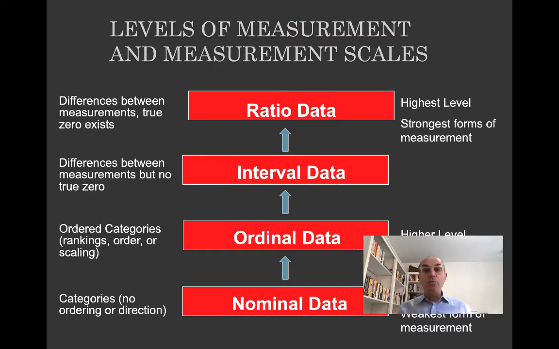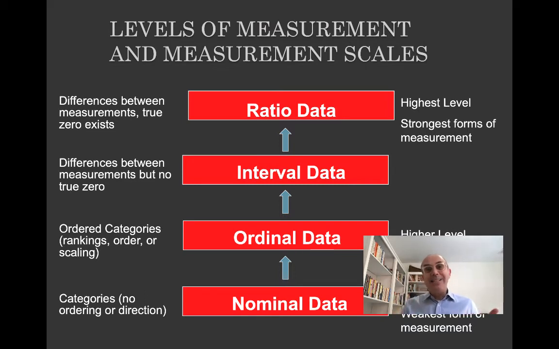Level of measurements and the scale, as we see, we have the data itself. We have nominal data, which has no categories or no order or direction, which is the lowest level. The next level is the ordinal data, which has ordered categories, but no real zero. We have interval data, with the difference between the measurements, but no true zero value. In this case, interval can be 1, 2, 3, compared to ordinal data.